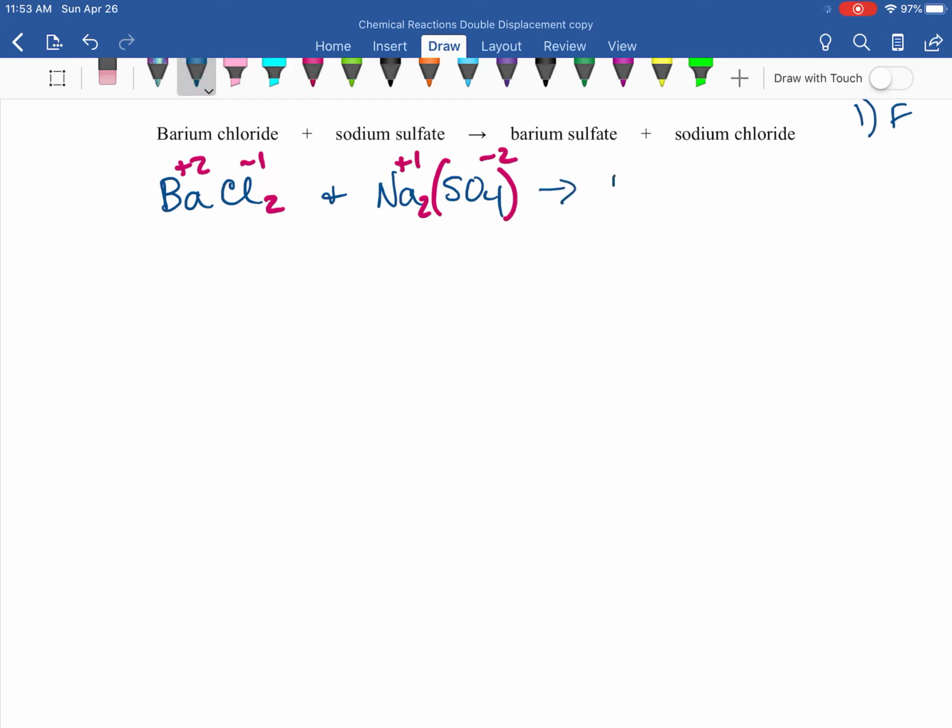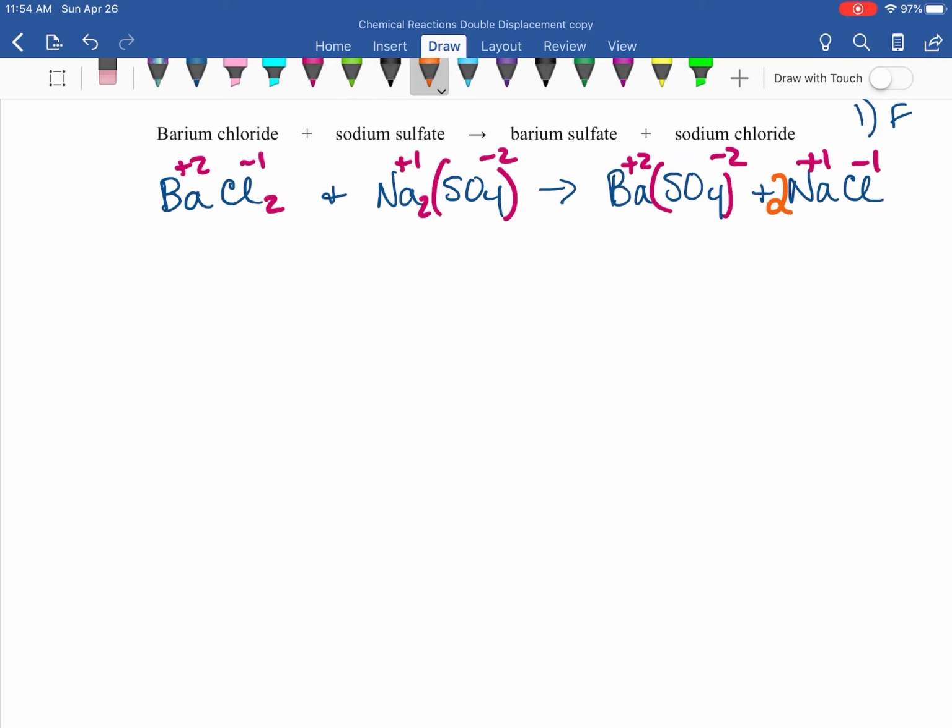Sodium and sulfate. Grab your common anion sheet. Sulfate is a -2. Sodium is a +1. So we need 2 of them. Okay, let's take our barium and our sulfate. That is a +2. This whole thing is a -2. All right, we're good then. We're set. And then sodium chloride. We've already seen that.